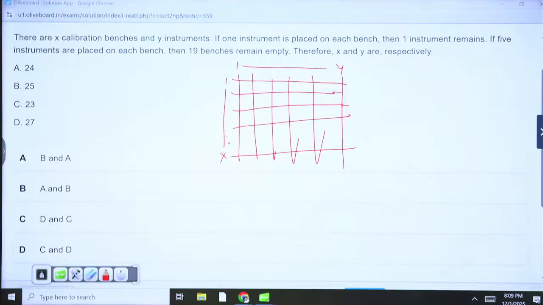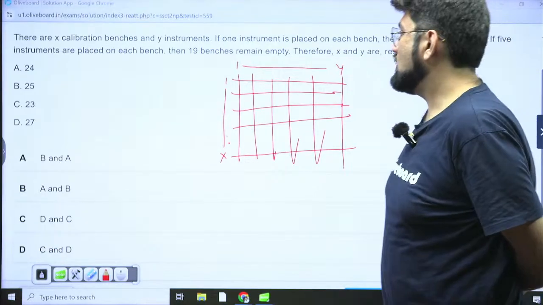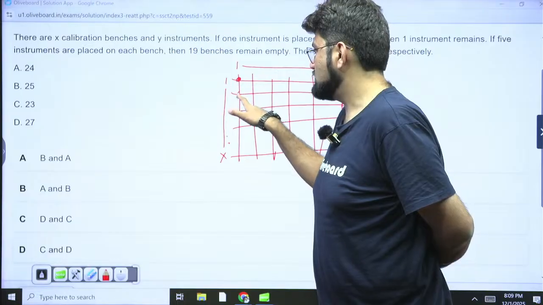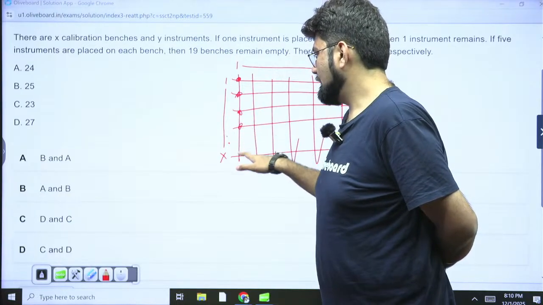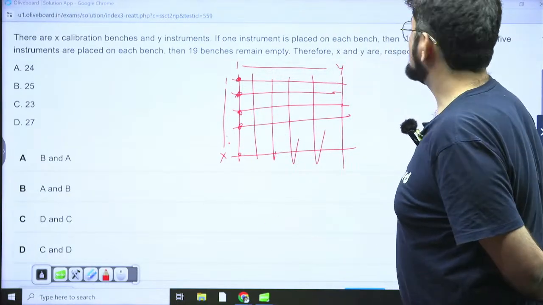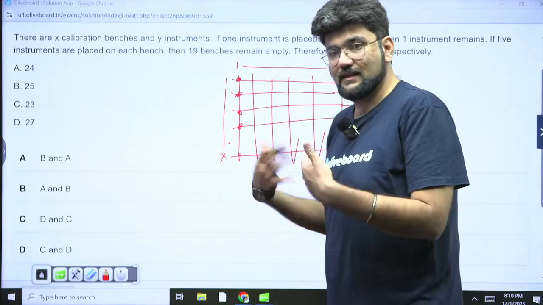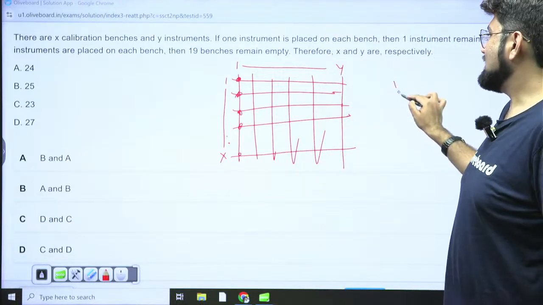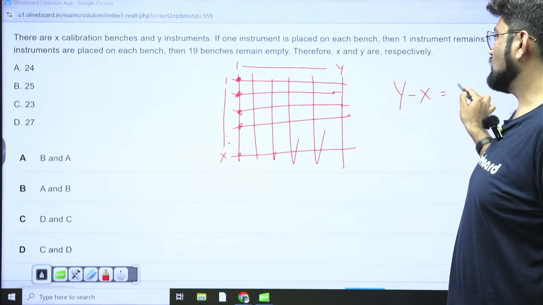Now if one instrument is placed on each bench, only one instrument is placed on each bench, then one instrument remains. That means the number of instruments is greater. What is instruments? Y. So I can say Y minus X is always equal to 1.